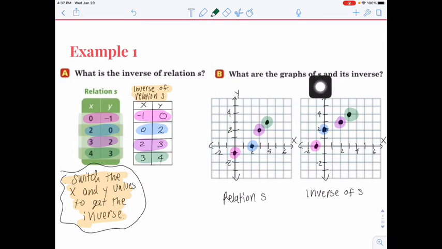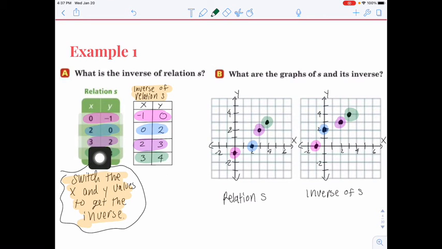Part B says, what are the graphs of S and its inverse? To graph S and its inverse, we can just use the points and plot them on their corresponding graph. For the first point, we have (0, -1), so we just go down to -1 on the y-axis. The corresponding point in the inverse would be (-1, 0), so we go 1 to the left. For (2, 0), we go to the right 2, and the corresponding point in the inverse would be (0, 2), so we go up 2.